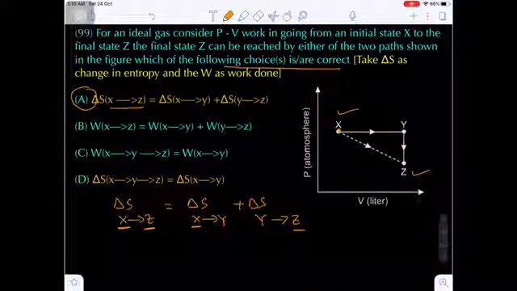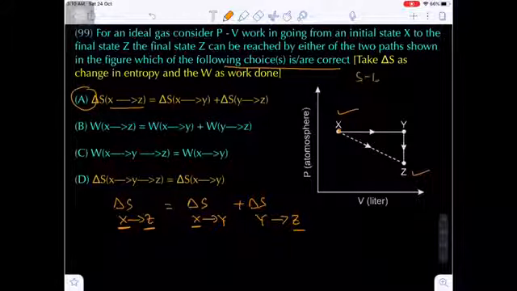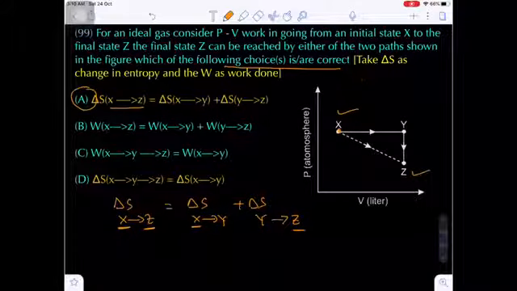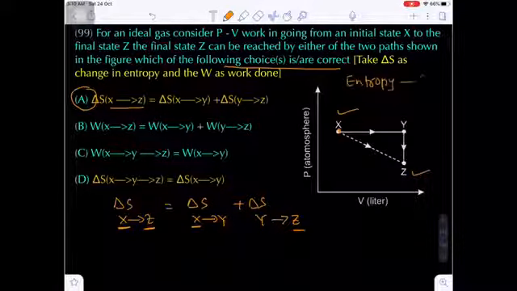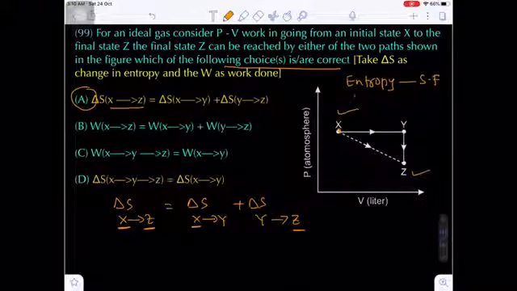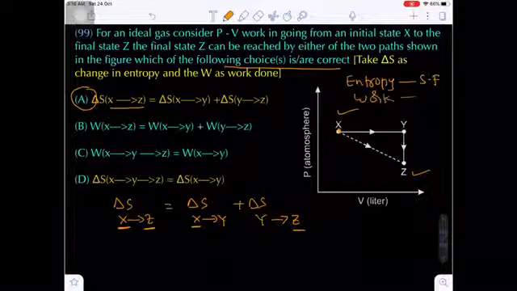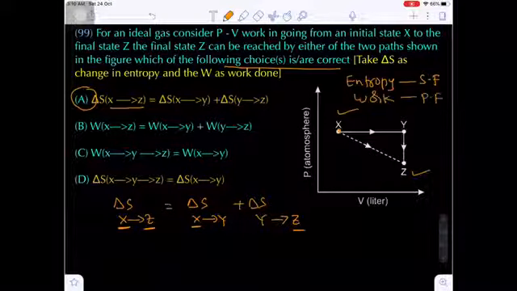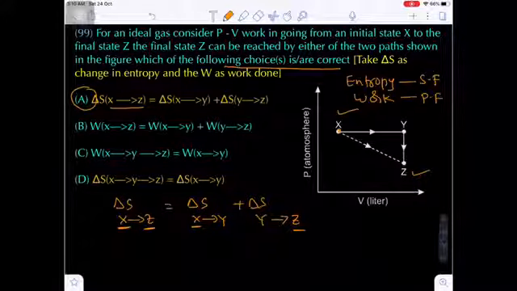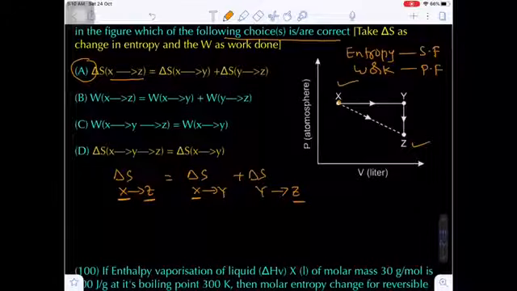Now, do you know, entropy is a state function. But work is not a state function. Work is a path dependent function, a path function. So we have to calculate the area under the curve to calculate the work done.